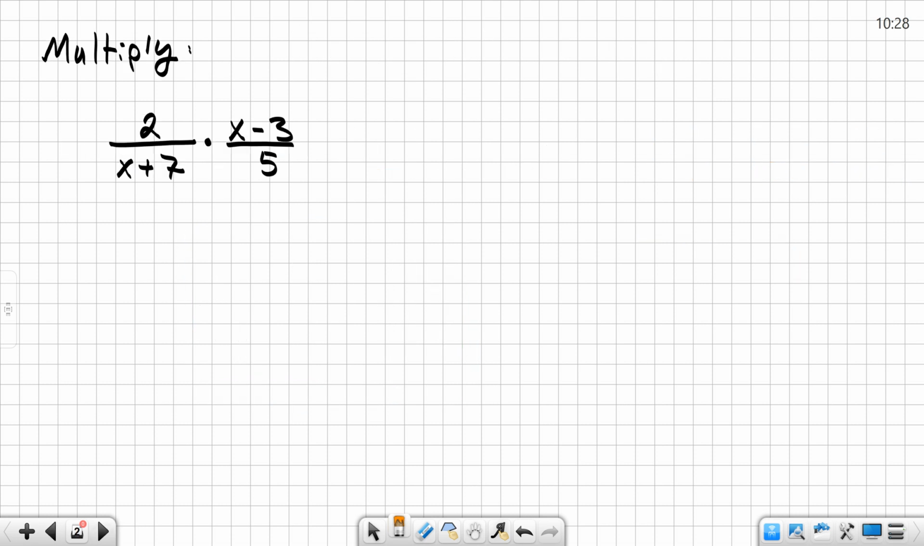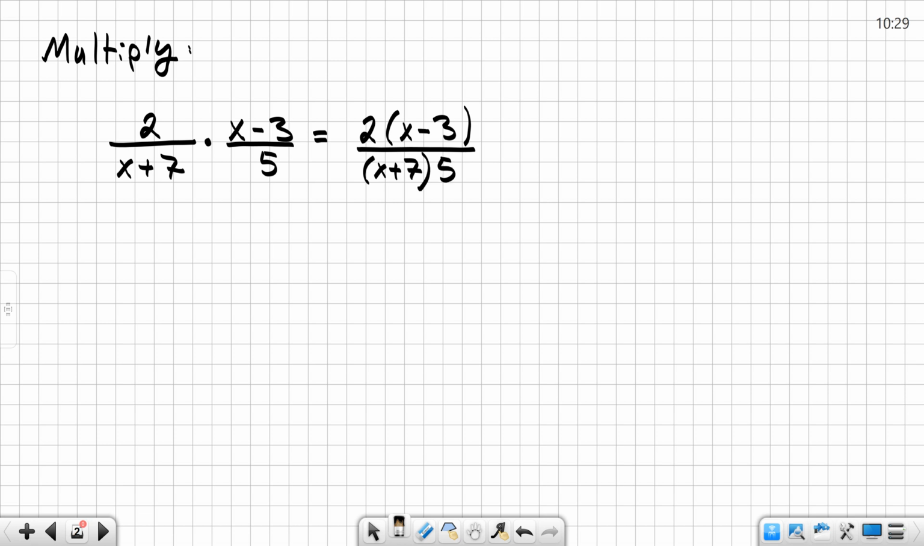So let's do an example. We are supposed to multiply 2 divided by x plus 7 with x minus 3 divided by 5. So this is multiplication. Now be careful. I have to put parentheses around x minus 3 because I have to multiply it with all of that right thing, and I will have to place parentheses around the x plus 7.